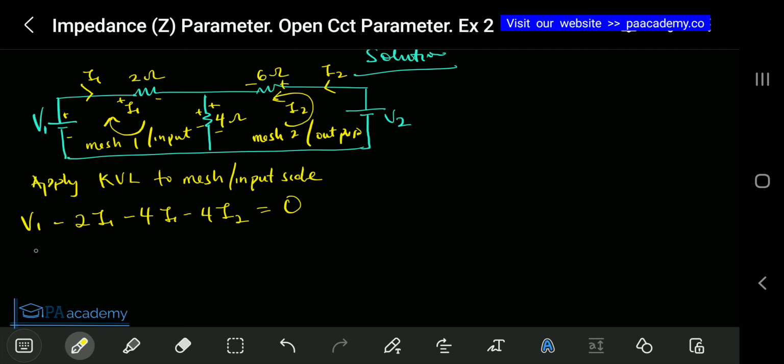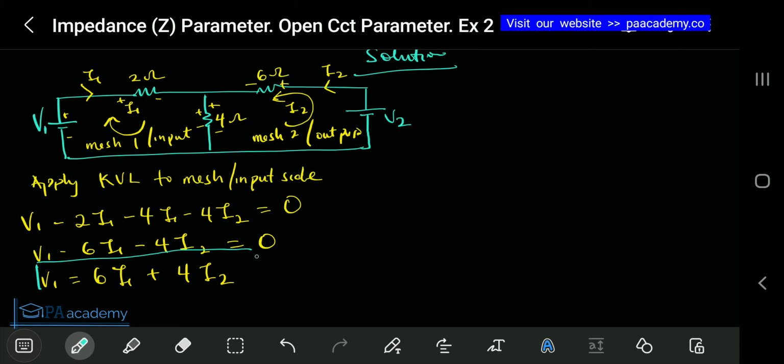If you tidy this up, we are going to have V1 minus 6 I1 minus 4 I2 equals 0. We are going to rewrite the equation to make it look like the Z parameter equation. So we'll move this to the other side of the equals sign, and our V1 will be equal to 6 I1 plus 4 I2. So this is it. Let's call this our equation 1. Take note of this.